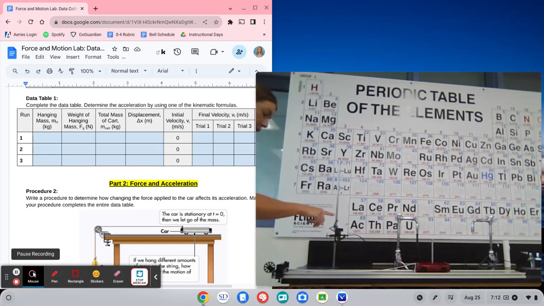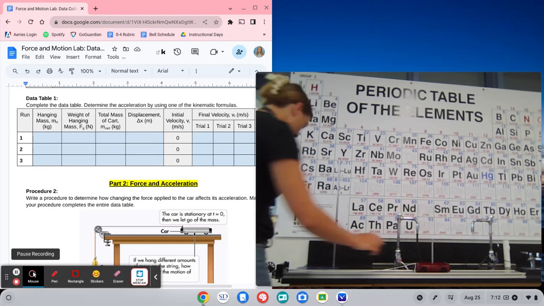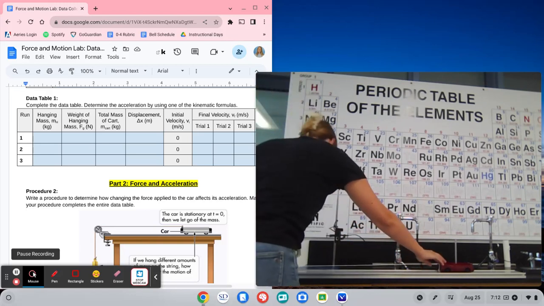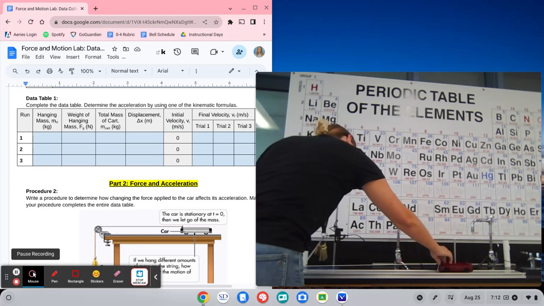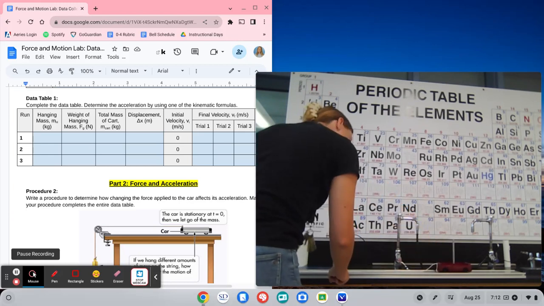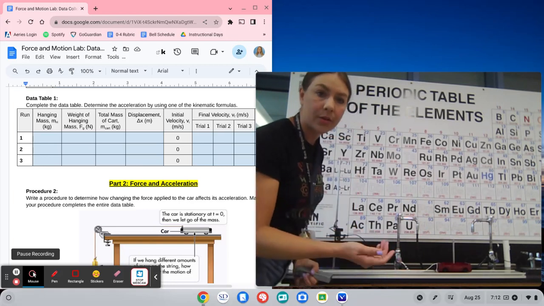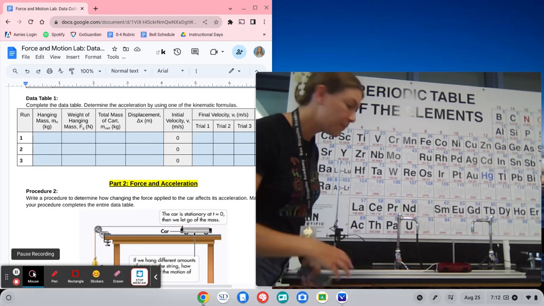I will get the final velocity from this photogate. If we measure, each trial is going to start at 77 centimeters, and the photogate's at 27 centimeters. So we're 50 centimeters away, so that's 0.5 meters. So the displacement is 0.5 meters each time.